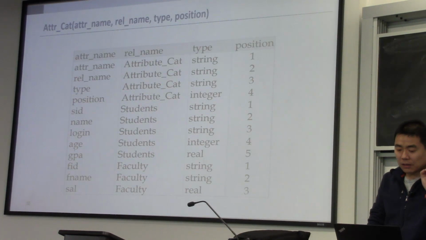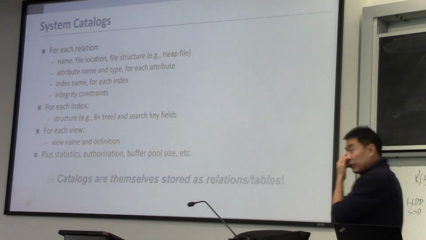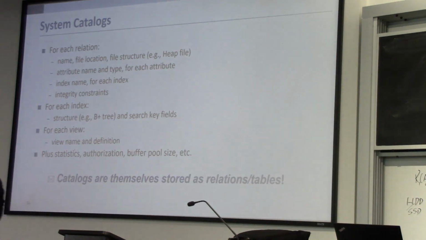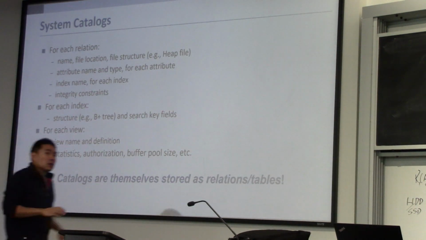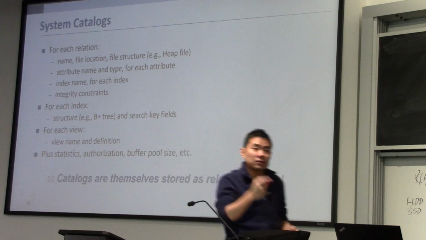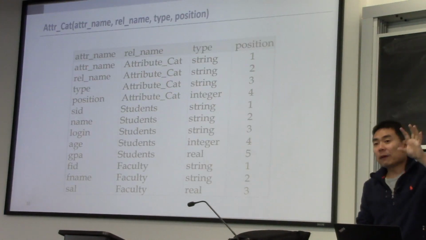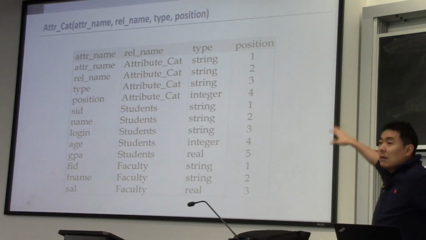Inside a database, the one last thing I want to tell you is that inside a database engine there's something called the system catalog. That system catalog will store all this information I just talked about, like variable length, fixed length, how I organize this. And this information is stored as tables themselves.